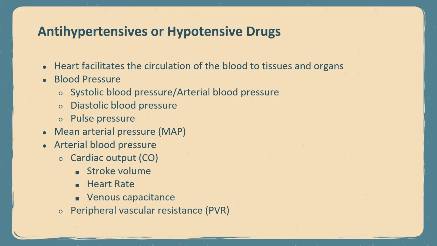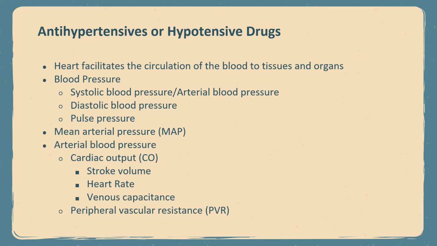When the blood is pushed out of the heart, that is what we call the arterial blood pressure or the systolic blood pressure. On the other hand, when the heart remains relaxed, or when the heart relaxes between contractions, the blood pressure drops to the lower level, and that is what we call the diastolic blood pressure.